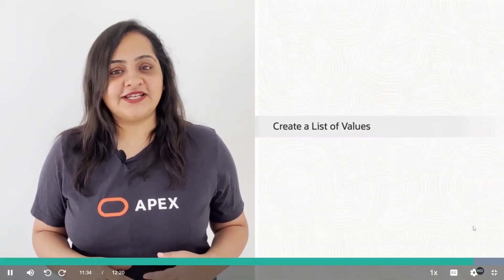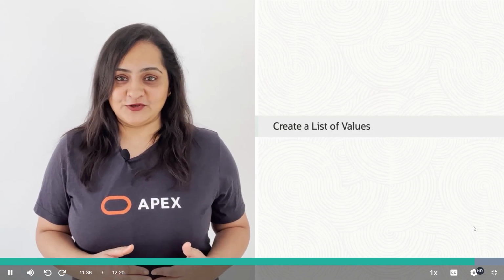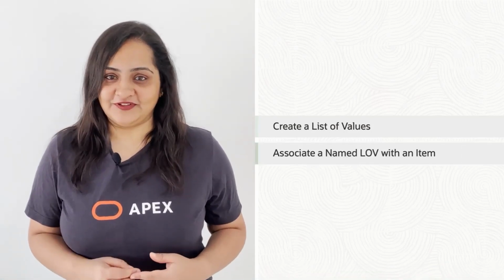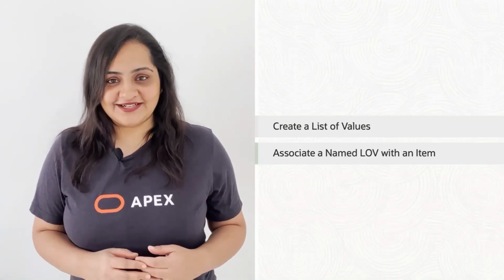To summarize, in this lesson, you learned how to create different types of list of values in Apex: static, dynamic, and cascading LOV. I hope you learned something useful.